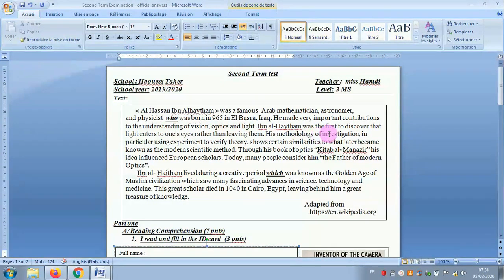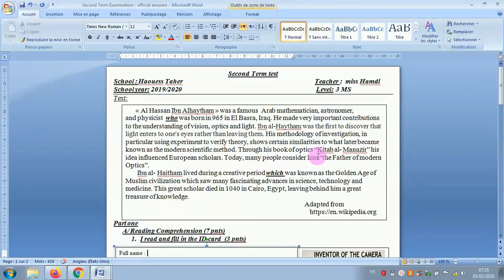His methodology of investigation, in particular using experiment to verify theory, shows certain similarities to what later became known as the modern scientific method. طريقته للتحقيق هي التجربة وبعد نظرية، يشوفوا بها النظرية وبعد يديروا القاعدة.